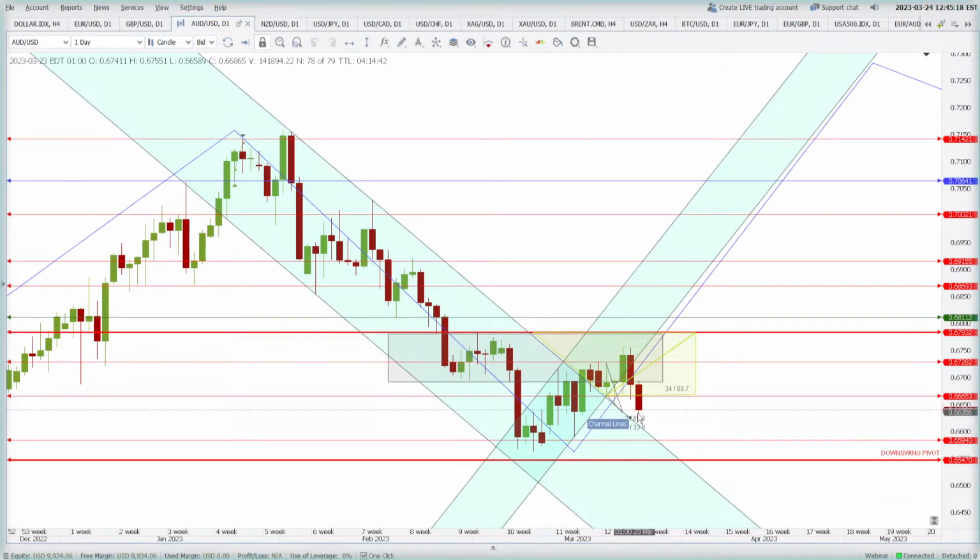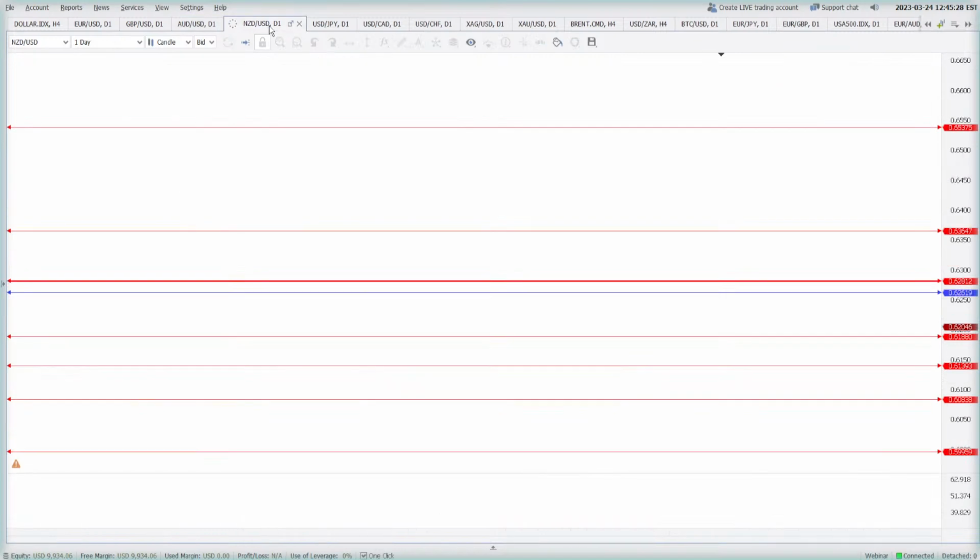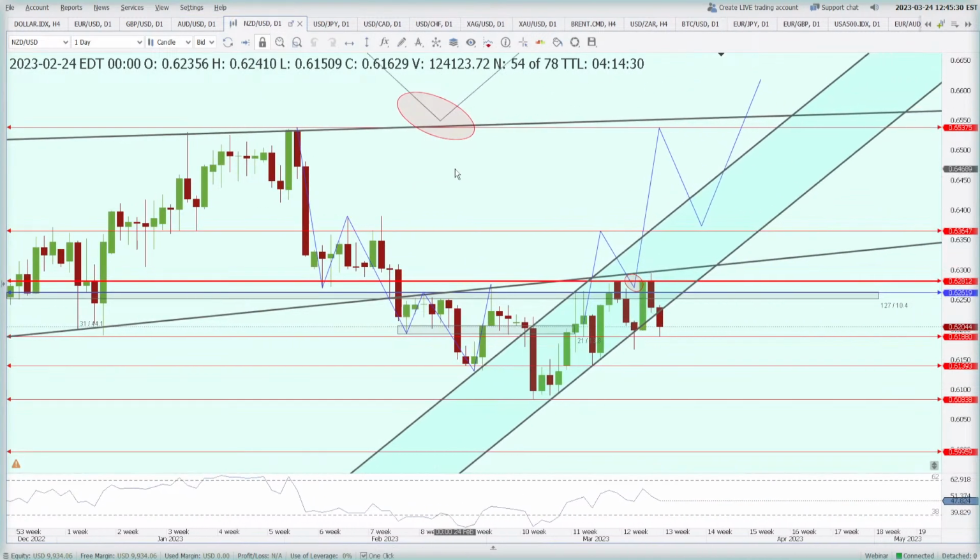All right, nothing much is building up on this. It is just slowly going down and down. There's no support coming in as of now. Let's see what is happening in the New Zealand dollar.